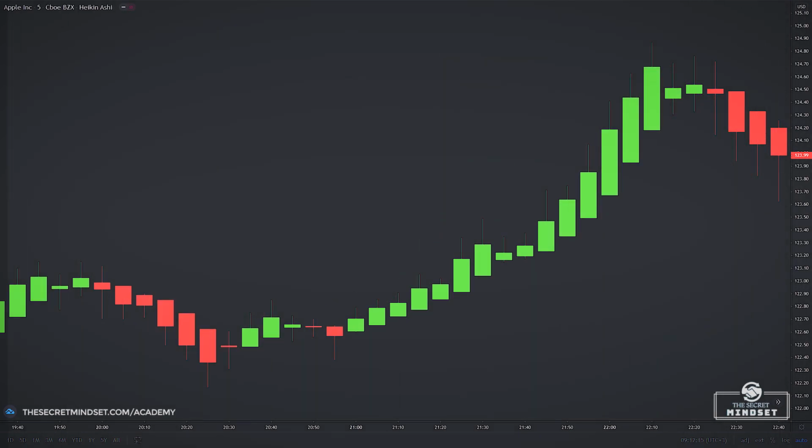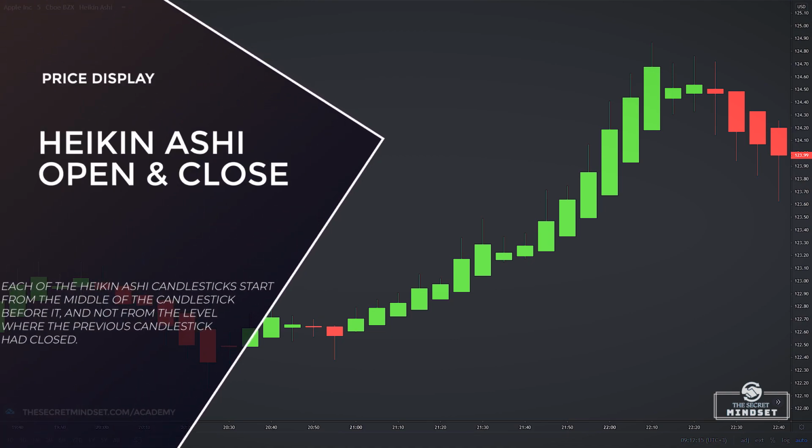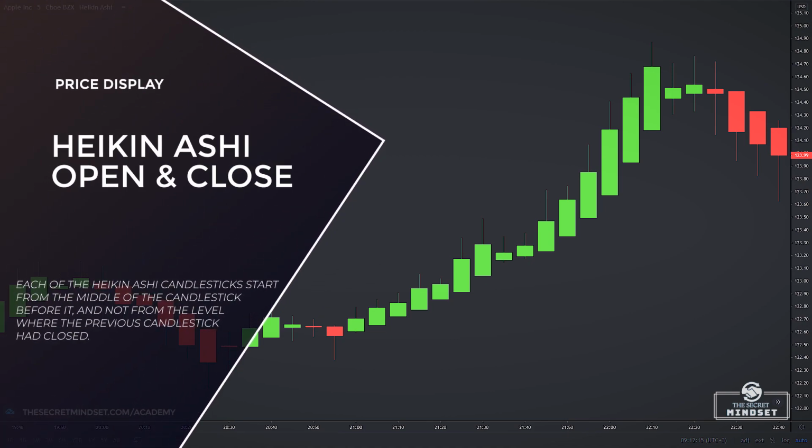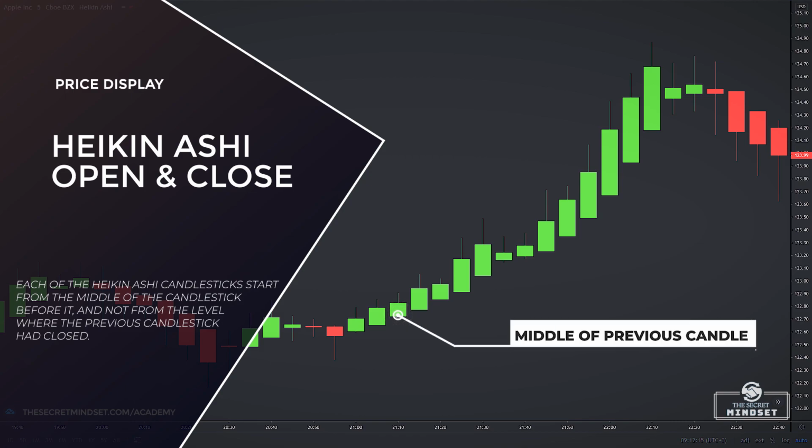What makes Heikin Ashi different from a traditional Japanese candlestick chart is how the price is displayed in terms of the open and the close. If you look closely at the Heikin Ashi chart, you'll notice that each of the Heikin Ashi candlesticks start from the middle of the candlestick before it, and not from the level where the previous candlestick had closed.